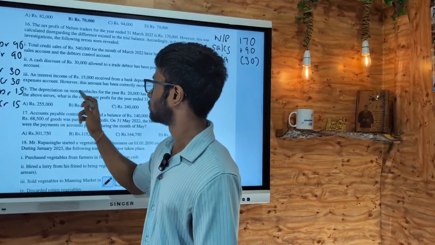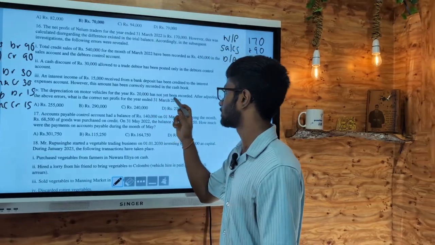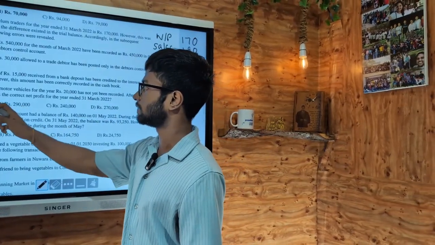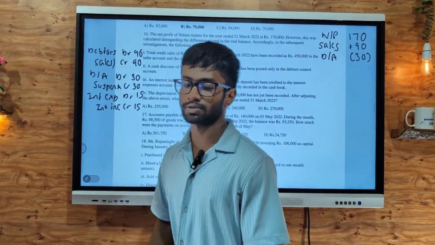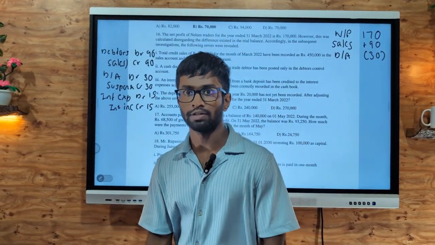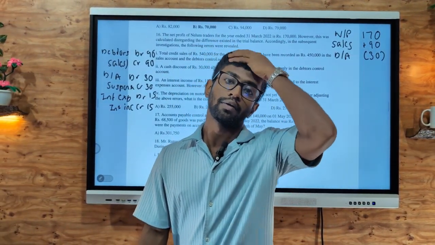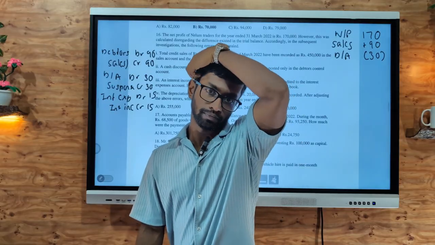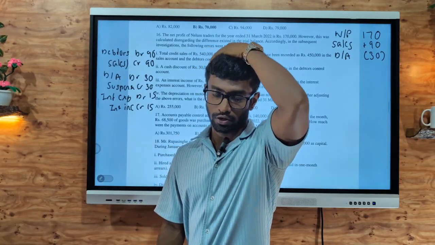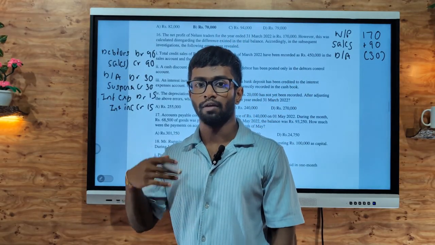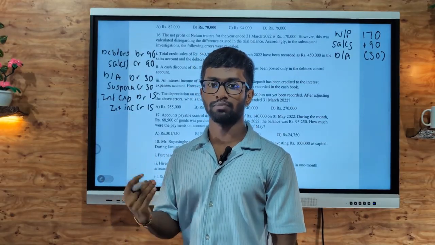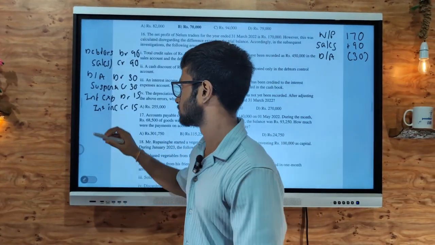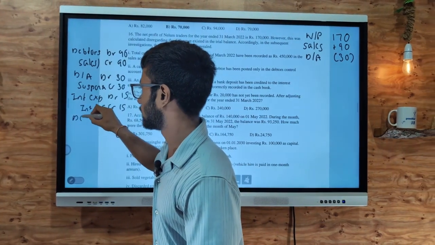Next, the depreciation of motor vehicle for the year 20,000 has not yet been recorded. After adjusting the above errors, what is the correct net profit? So depreciation we haven't recorded it. Now you know when we depreciate an asset, that becomes an expense for you. So according to accrual basis, we know every asset, its value eventually reduces, no? So that is due to depreciation. Now depreciation is an expense.